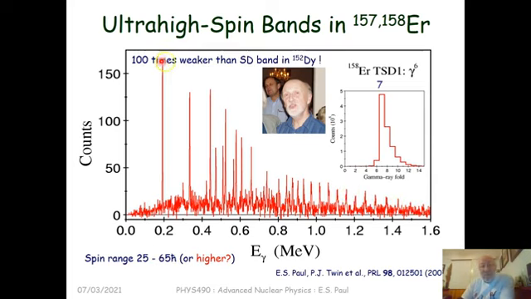Now this is very weak, this structure. For instance, if we want to compare it to the super deformed band in dysprosium, so this is one of the first examples of such a nice structure. Well, this thing here is 100 times weaker, so it's very difficult to actually pull out this spectrum, and it had to make use of multiple dimensional coincidences between gamma rays that come off the nucleus.